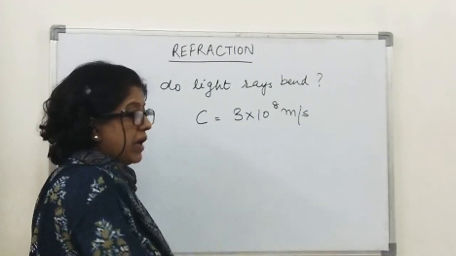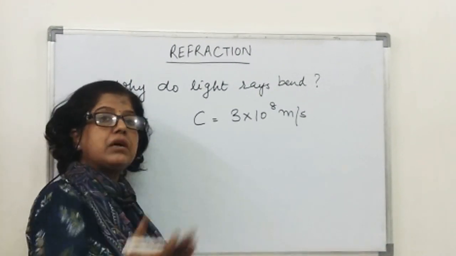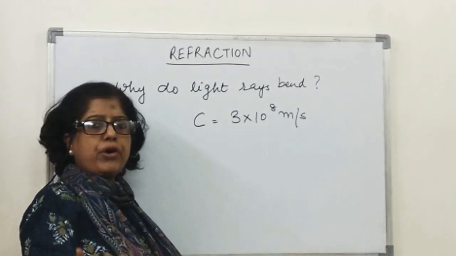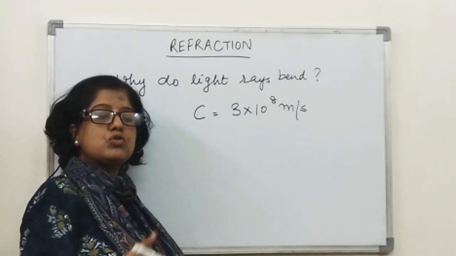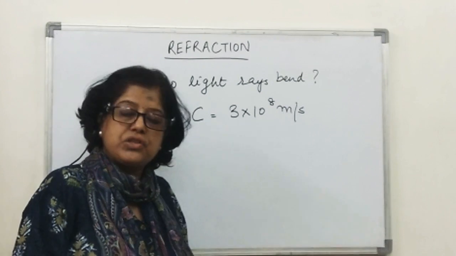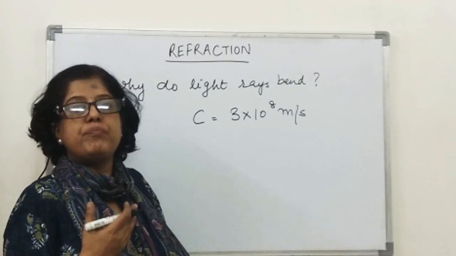Now the speed of light actually changes as it goes from one medium, from air or vacuum, to some other medium like glass or water, or oil, or maybe diamond, which is also a transparent medium. So if a light ray travels from one transparent medium to another, its speed changes, which is the cause of refraction of light, the cause of bending of light.